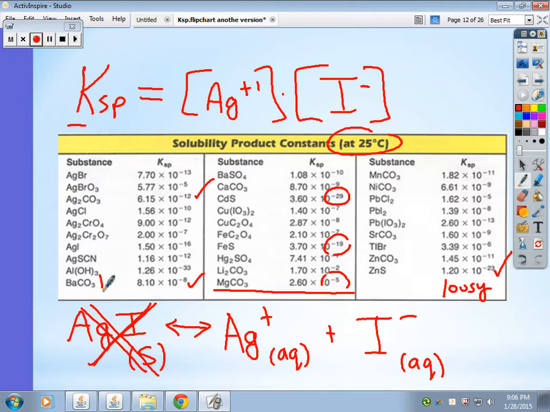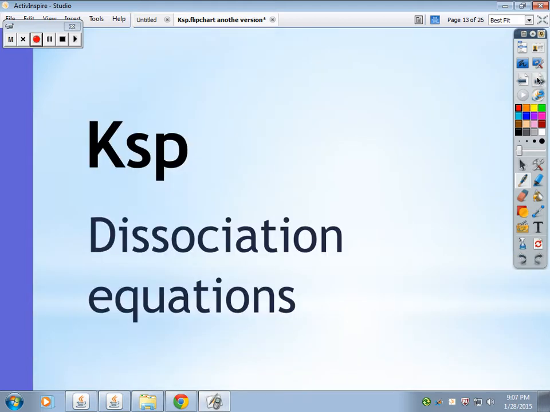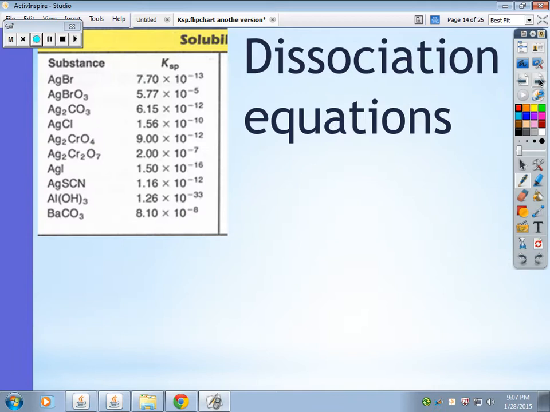But this dissolves better, even though it doesn't dissolve very much, which means even though I'm going to have very few ions, I'm going to have some. I'm going to have way less than this one. Okay? And I'll talk about that more in the other podcast. But before you do Ksp problems, you need to be able to write dissociation equations.